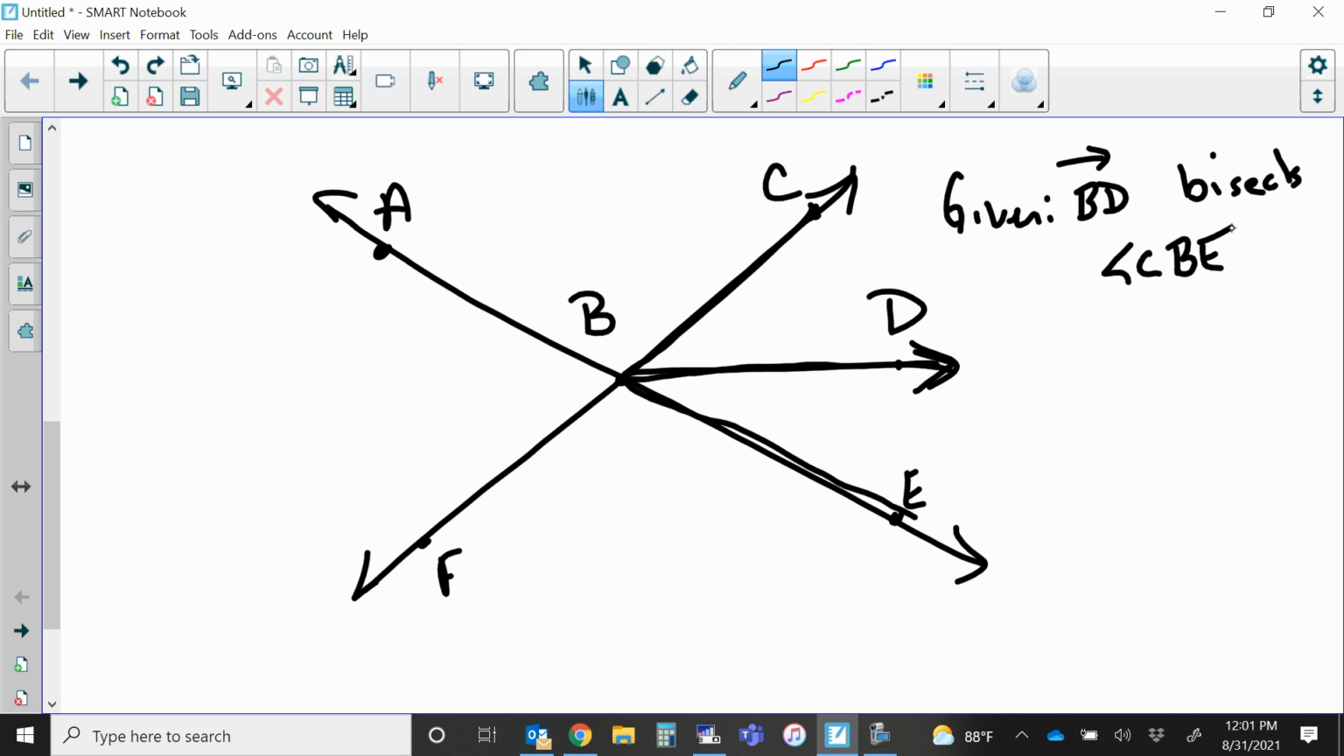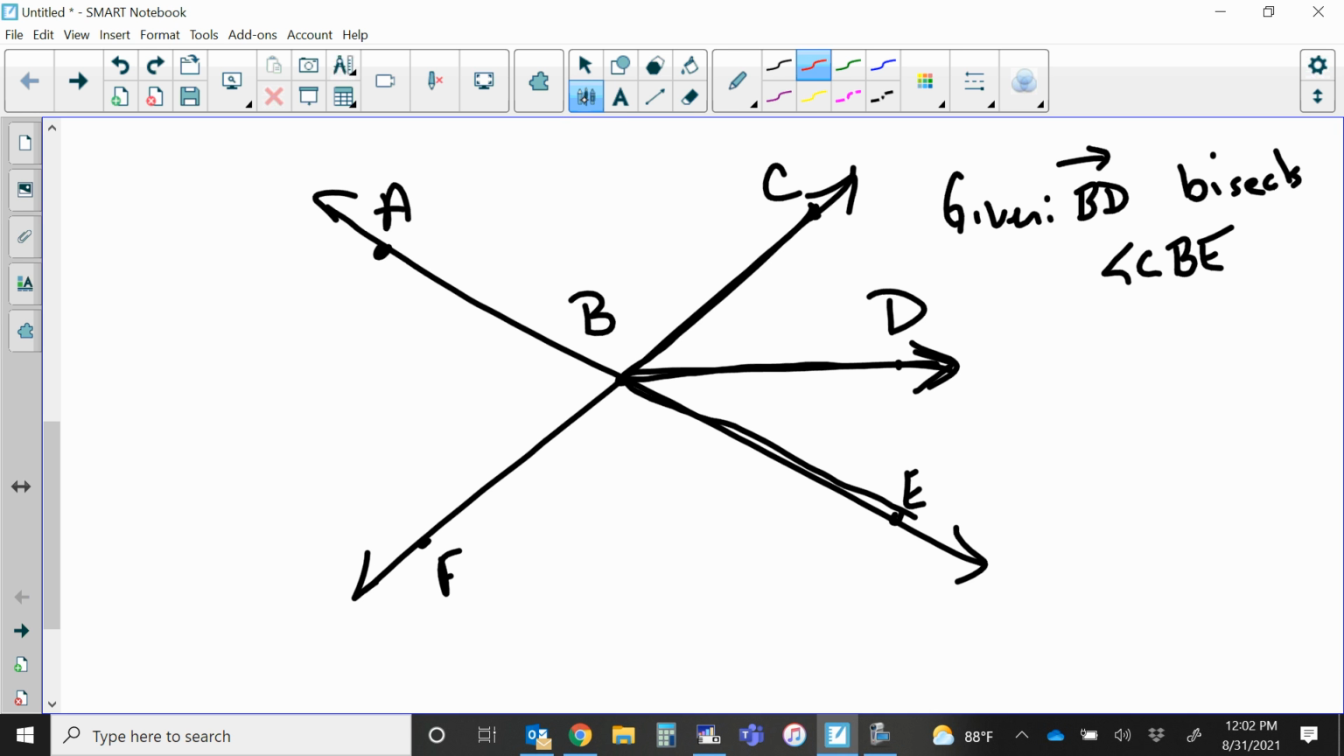BD bisects angle CBE. Now what do I know about this? It bisects it, which means it cuts it what? So I know that CBD is congruent to what? CBD is congruent to DBE. And why do we know that fact? Because that's the definition of a bisector. Do you follow me? All right.